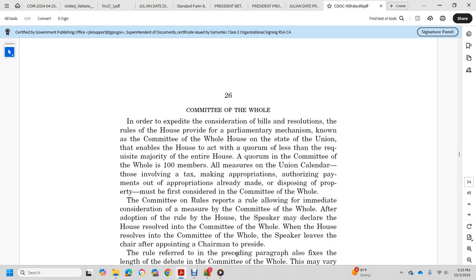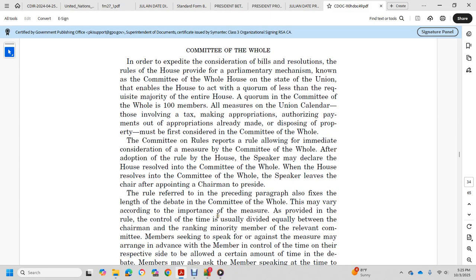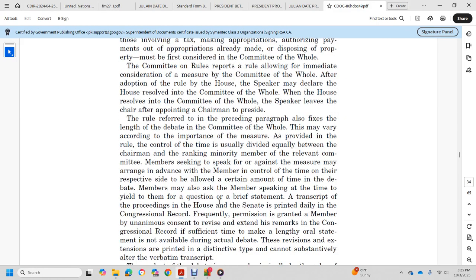After the adoption of the rule, the Speaker may declare that the House resolve into the Committee of the Whole. When the House resolves into the Committee of the Whole, the Speaker will leave the chair after appointing a chairman to preside, under the rules referred to in the preceding paragraph. The rule also fixes the length of debate in the Committee of the Whole.